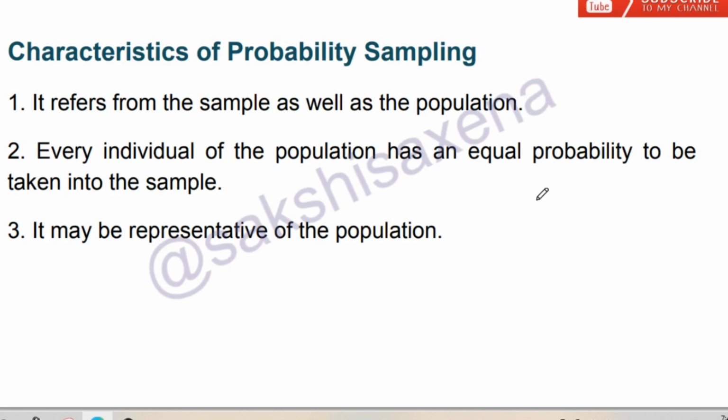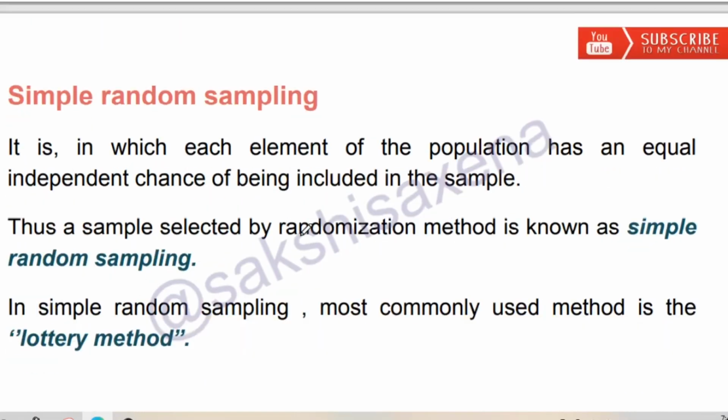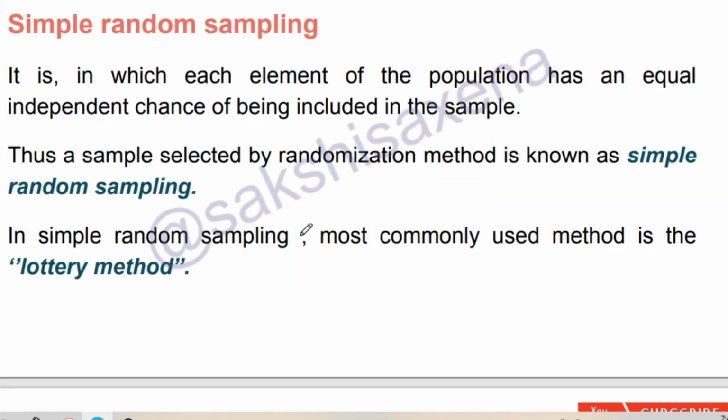That means I have given you the example of a coin, that is a head and tail option. What is the probability of getting a tail? That is 1/2, and what is the probability of getting a head? It is 1/2. So there is an equal chance for doing the same, and it may be the representative of a population. We can say that probability sampling is giving the representation of the given population for which we have to acquire the data or get the information from it.